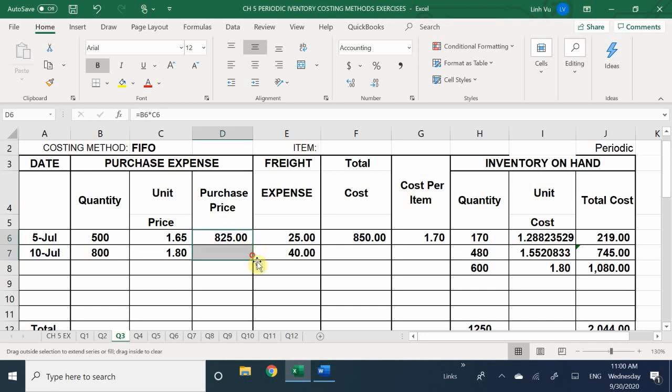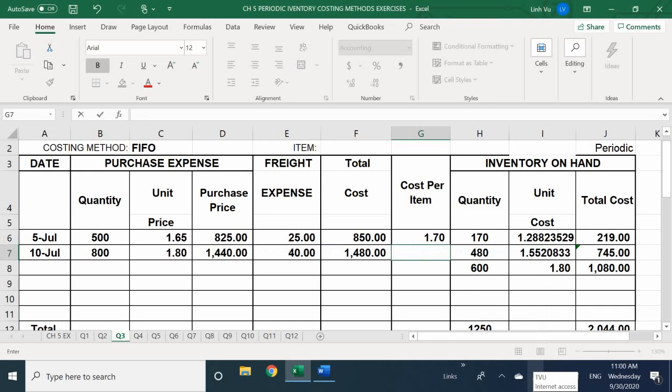And here, let's calculate our purchase price, which we know is going to be your 800 times $1.80, which gives us a grand total of $14.40. Plus our $40 freight, it is going to be $14.80, all right? And then we're going to solve for our cost per item. $14.80 divided by my 800 to give me $1.85. I double checked to see if that was evened out, and it was. So $1.85 is what you got to recognize.